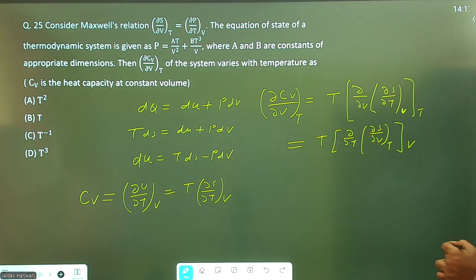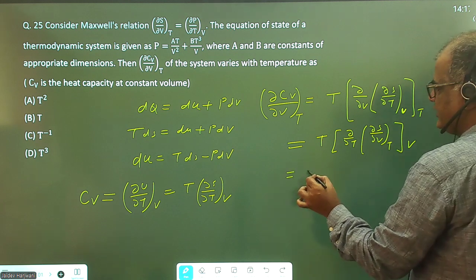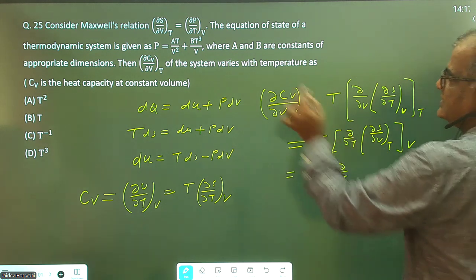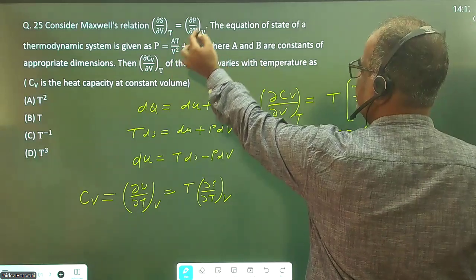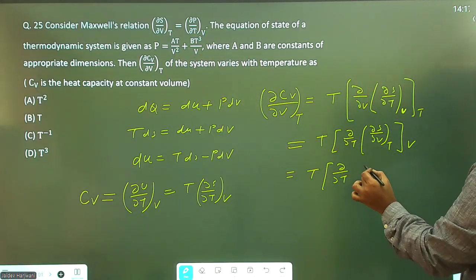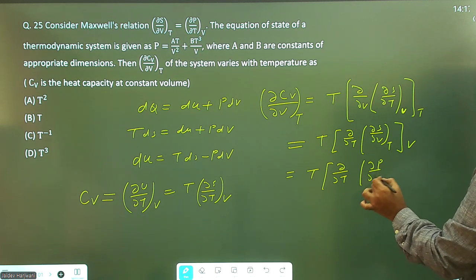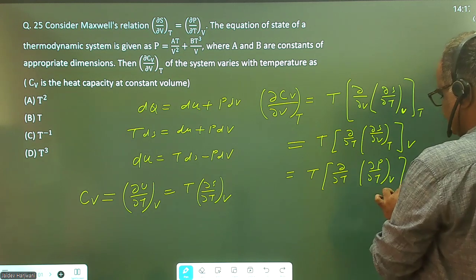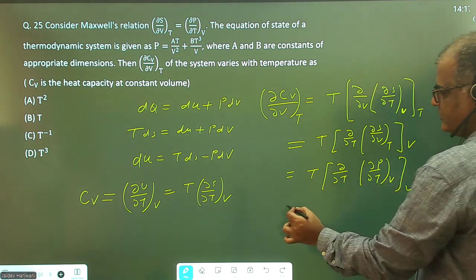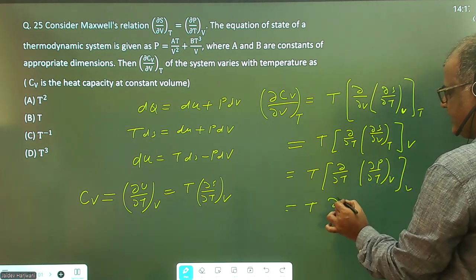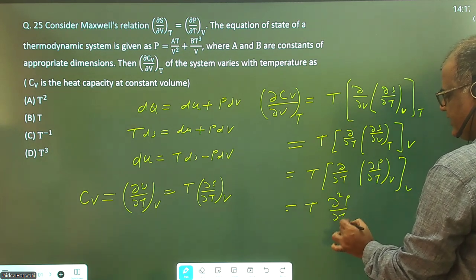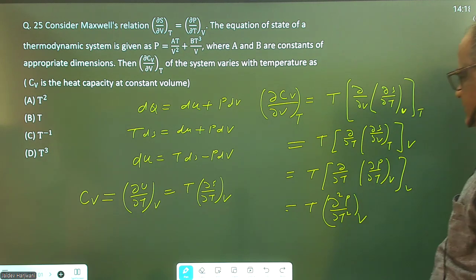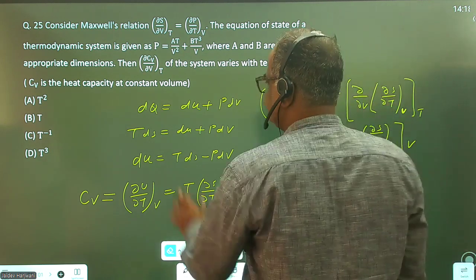So now this is T ∂/∂T of ∂S/∂V at constant T, which is equal to ∂P/∂T at constant V, by the Maxwell relation. So this becomes T ∂²P/∂T² at constant volume. Now you just need to find this one.